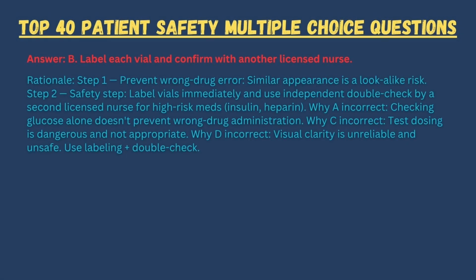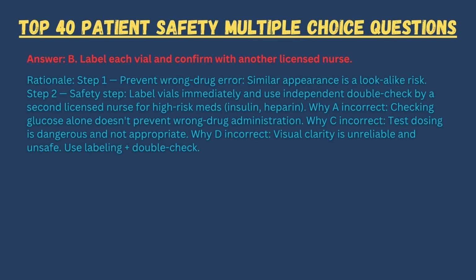Answer. B. Label each vial and confirm with another licensed nurse. Rationale. Step 1. Prevent wrong drug error. Similar appearance is a look-alike risk. Step 2. Safety step. Label vials immediately and use independent double check by a second licensed nurse for high-risk meds, insulin, heparin.